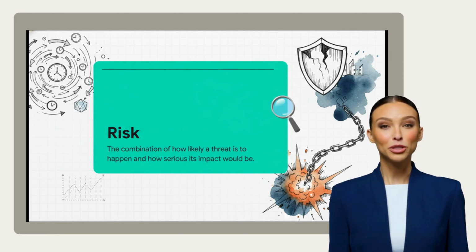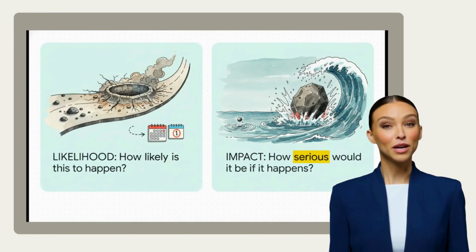All right, let's really break this down. On one side, you've got likelihood. Is this something that could pop up every day, or is it more like a once-in-a-decade kind of thing? Then, on the other side, you have impact. If this thing goes down, is it just a minor headache, or is it a game-over, company-ending catastrophe? To really get a handle on risk, you've got to be looking at both, always.